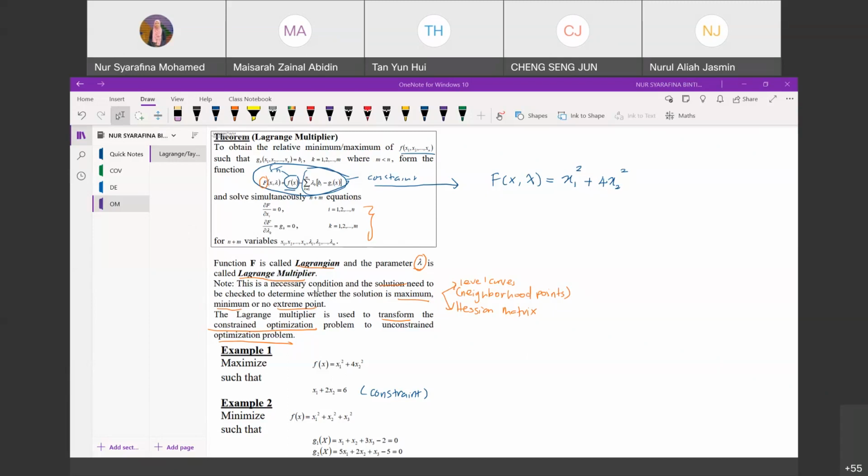Then we have minus the summation of lambda. We have how many constraints? One constraint, so lambda 1. Okay, and then bi minus gi, which is 6 minus x1 minus 2x2. This is obtained from the constraint. All right, you got it?